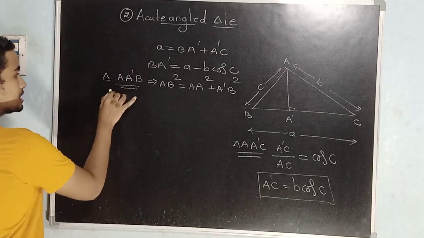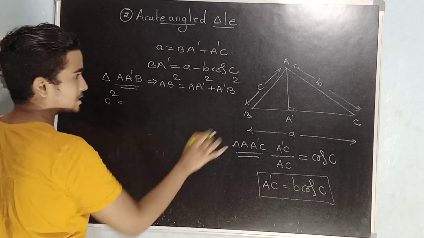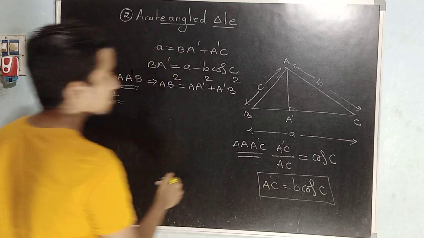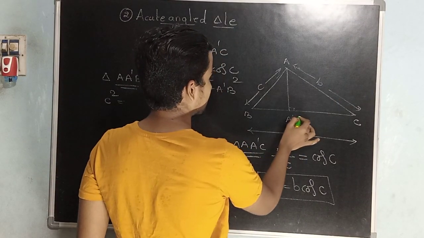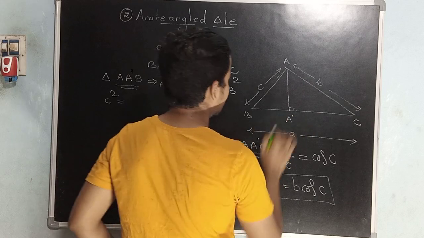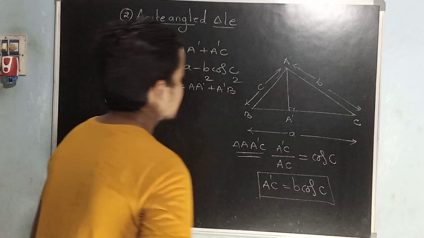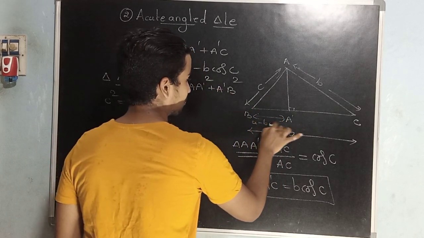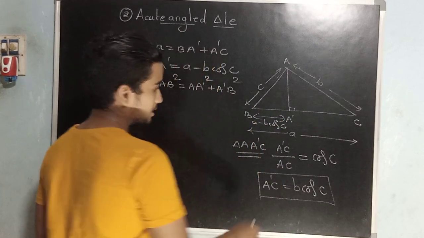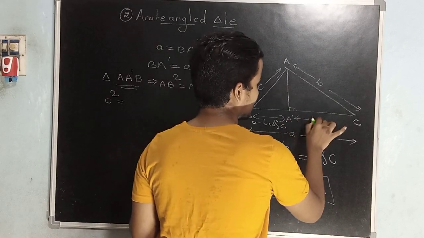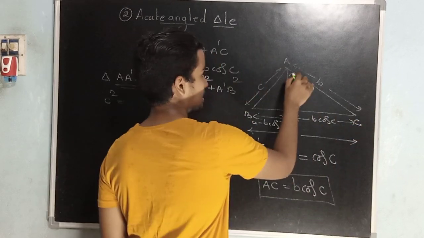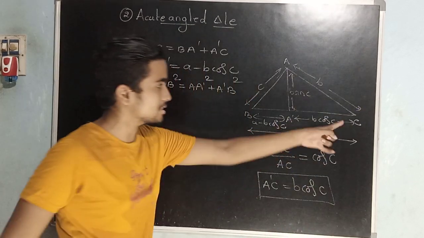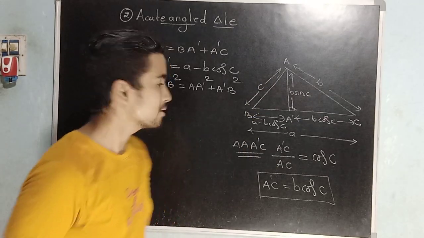AB square is nothing but c square. C square is nothing but AA' square plus A'B square. A'B is nothing but a minus b cos C. And similarly, its side is b cos C, and its height is nothing but b into sin C. Okay, perpendicular by hypotenuse is sin C. Perpendicular is nothing but b sin C.